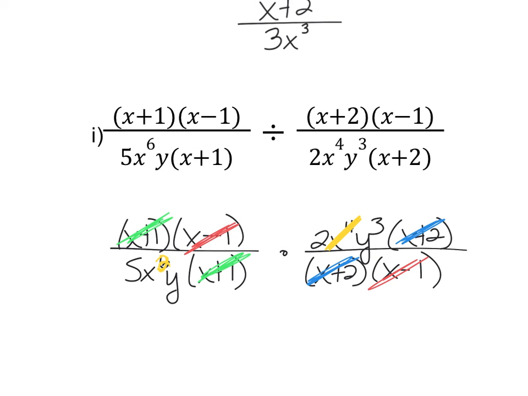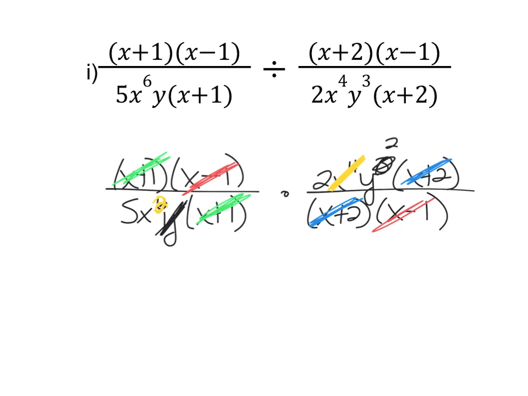Oops, sorry, let's do a different color. All I have is black left. So 1 on the bottom, and that turns into a 2y squared. All right. So it looks like all we have left on top is 2y squared, and on bottom, 5x squared.